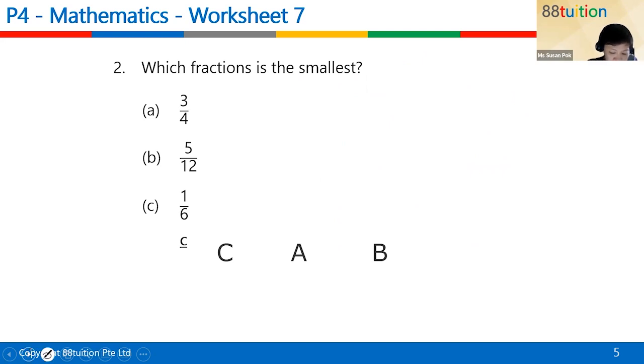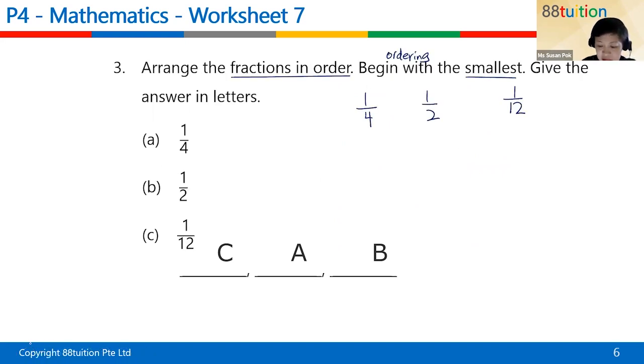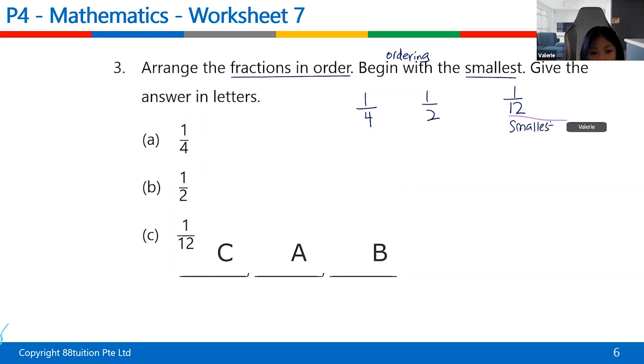Where is the smallest? Here. You have a quarter, you have a half, you have a 1/12. Which do you think is the smallest? Again? By 1/4, then followed by 1/2. Okay, so we want to begin with the smallest. 1 out of what? Yes, this is the smallest.